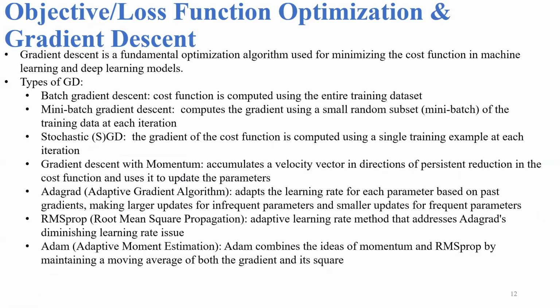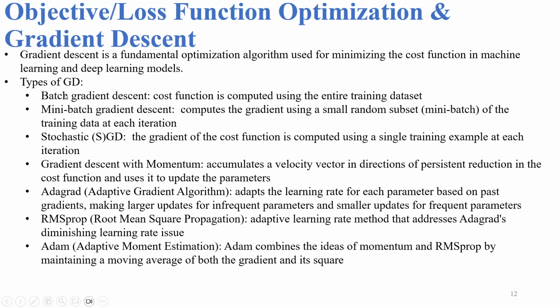We will learn this through the example in the next module. We also have to understand the loss function. It's not a universal loss function, but one of the most common is gradient descent. Gradient descent is a fundamental optimization algorithm used for minimizing the cost function or the loss function in a machine learning or deep learning model.